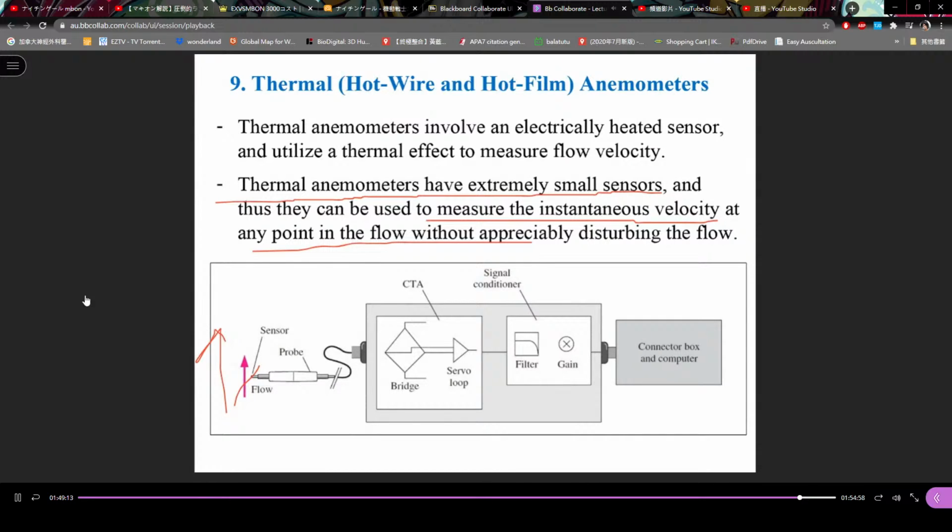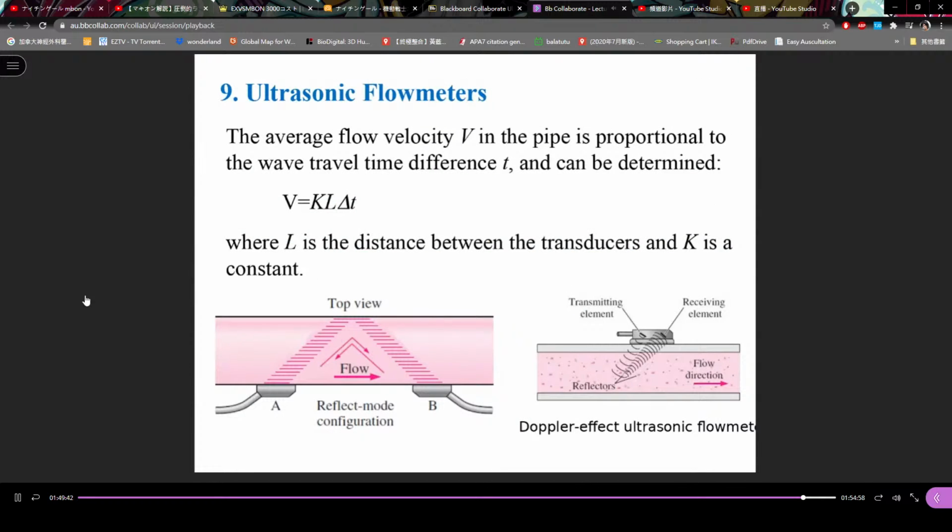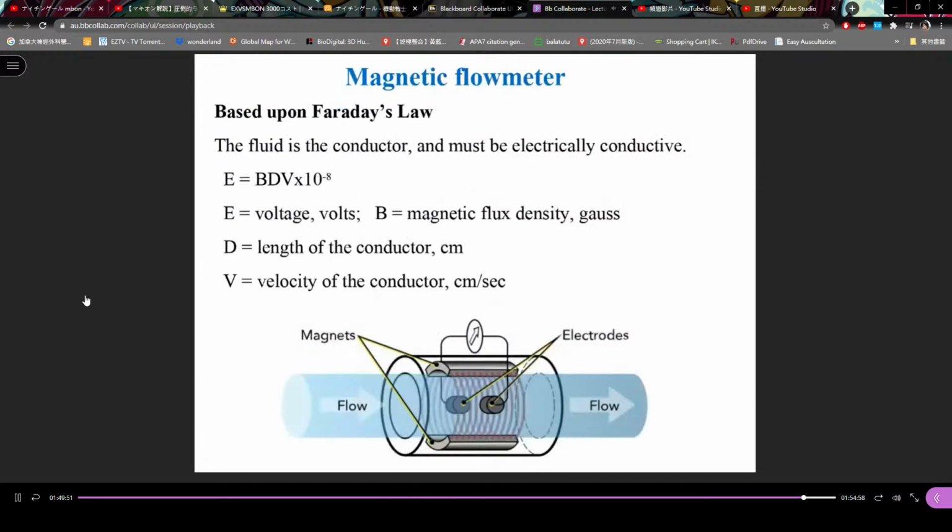All of them are popular. It depends on what flow you want to measure. If you want to measure air velocity, use the thermal hot wire. We call it hot wire. In Chinese it's called 热线风速仪, hot wire anemometer, 热线, hot wire. If you want to measure water flow rate in the existing pipeline, you can use an ultrasonic flow meter, laser Doppler flow meter, or magnetic flow meter.